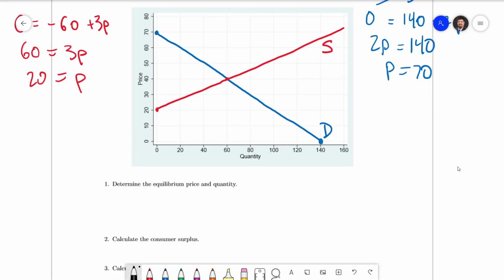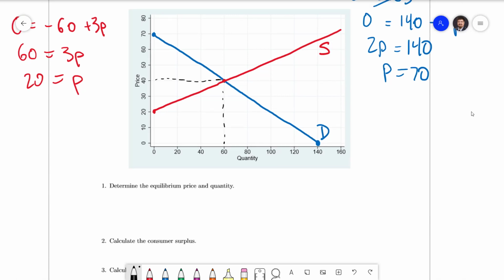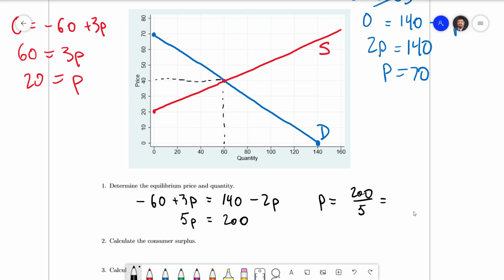Next, we need to determine the equilibrium price and quantity, which we can already see here is 40 and 60. However, we can also show this with algebra. To do that, we need to set our quantity supplied, negative 60 plus 3p, equal to our quantity demanded, which is 140 minus 2p, and then solve for p. Adding 2p to both sides, I get 5p over here, cancels out on the right. Add 60 to both sides, I get 200 over here. Divide both sides by 5 is going to give me p equals 200 over 5, which is 40.